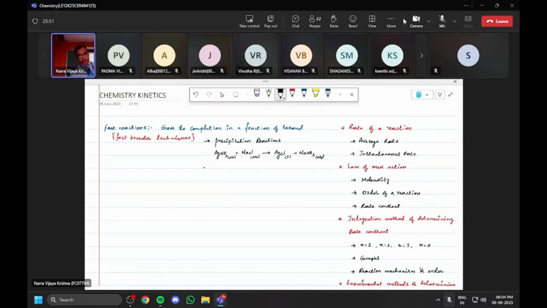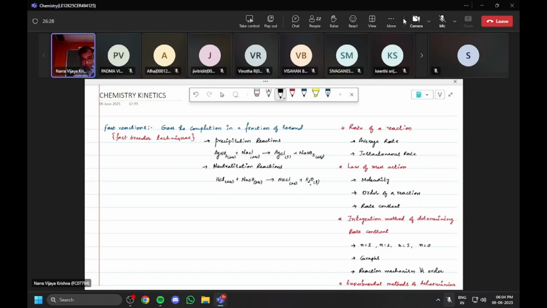In the same way, neutralization reactions. You already know that neutralization means acids react with bases to form salt plus water. Example, I am taking HCl aqueous reacting with NaOH aqueous to form NaCl aqueous plus H2O. So these are examples of fast reactions.